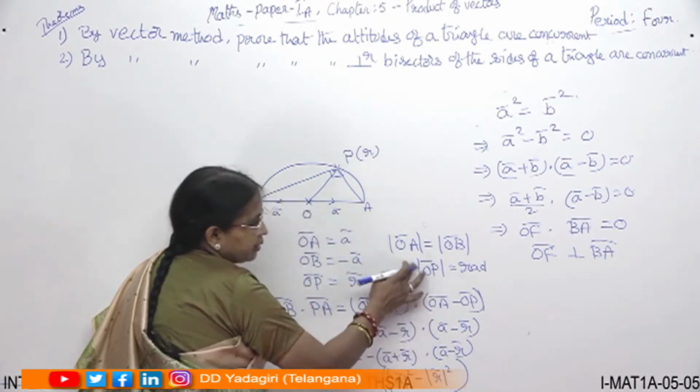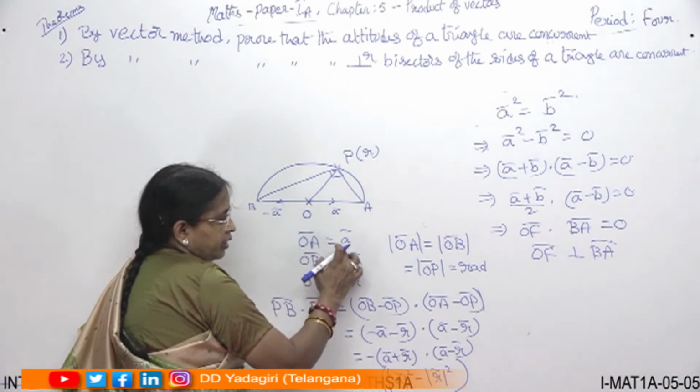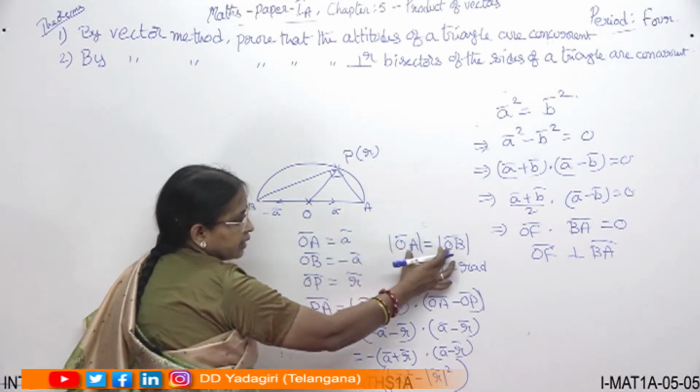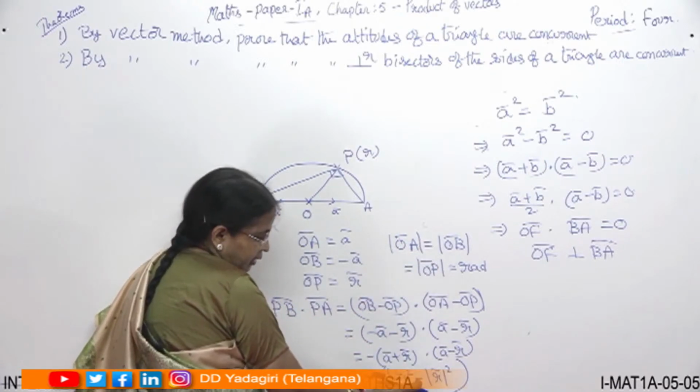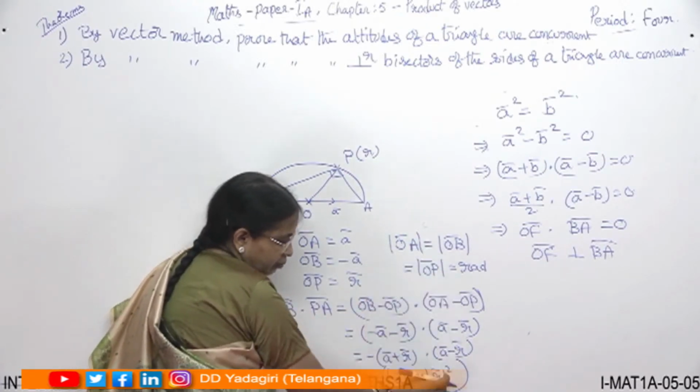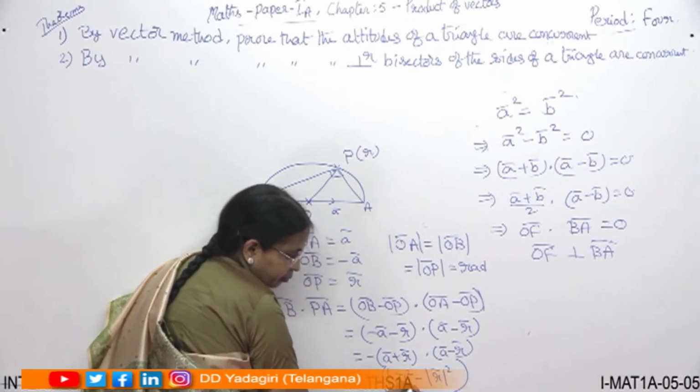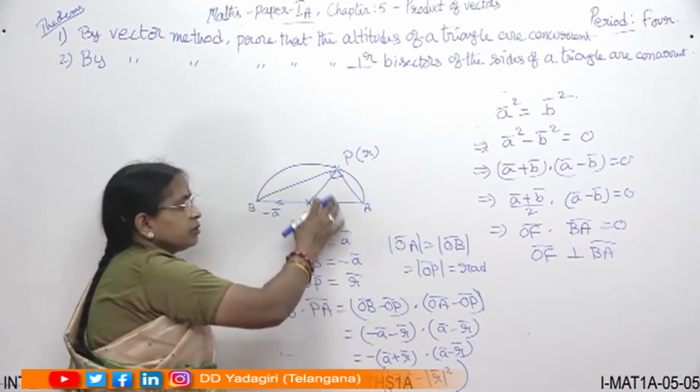So mod A is same as mod R, isn't it? These lengths are equal. So mod OA is A. So mod OA is equal to mod OP. So mod A is equal to mod R. So this becomes 0 because mod A is equal to mod R. So like this we prove.